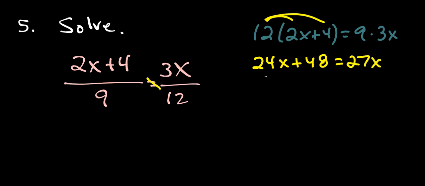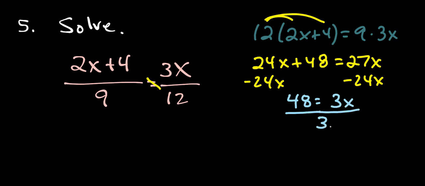Let's go ahead and subtract that 24x off of this left side. And there we're going to get 48 equals 3x. We'll divide both sides by 3, and we get this 3 to cancel out, and we get x equal to 16.